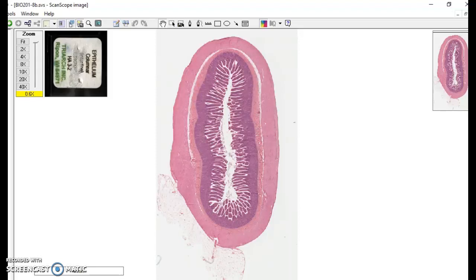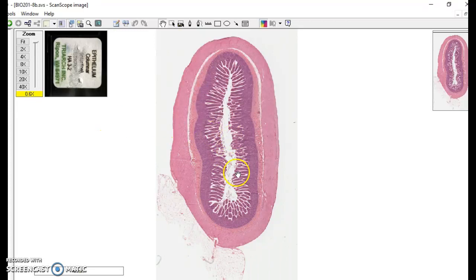Simple columnar epithelium. A great place to see that is in the intestinal tract. This is a cross section of a small intestine. This is the outside with the smooth muscle that helps move your food along through the intestines. This is the middle of the intestinal tract, or the lumen, and that's where the food goes. That's where the food's digested and absorbed.